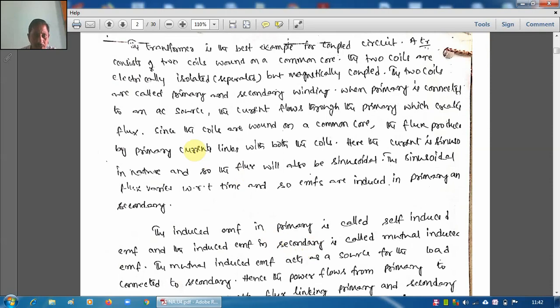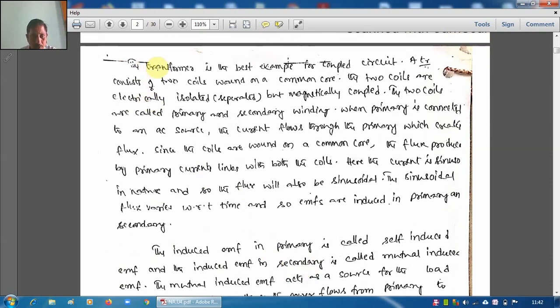The best example of this coupled coil is the transformer. You see here, the transformer is the best example for a coupled circuit. In a transformer, the same phenomenon is taking place. In a transformer there will generally be two coils. One coil is called the primary coil, to which we give the alternating supply. That means we give alternating current to the first coil, and automatically alternating flux will be produced in the coil, and we place a second coil, called the secondary coil, near to this coil.